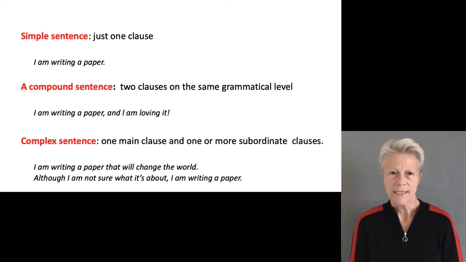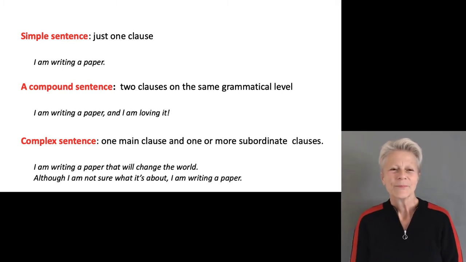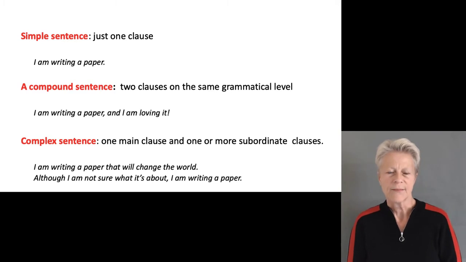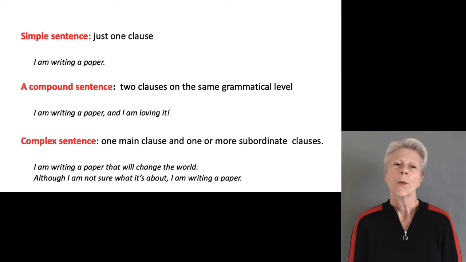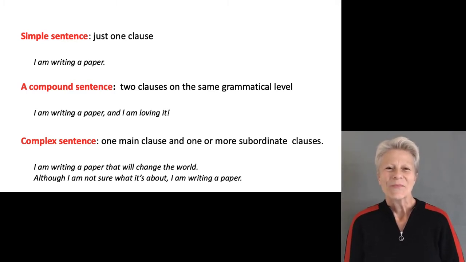Note that both sentences are main clauses connected by a tiny word like and, but, for, so, or. Well, there are 7 of them. We will revisit them later. A complex sentence consists of one main clause and one or more subordinate clauses. Like in, I am writing a paper that will change the world. Or, although I'm not sure what it's about, I am writing a paper. Okay, so this is our starting point.